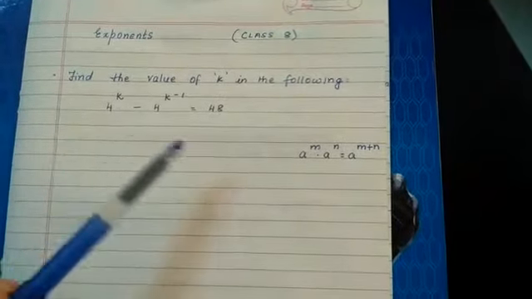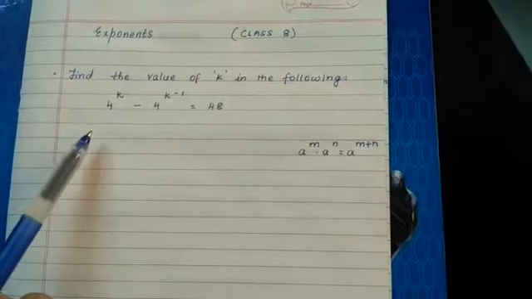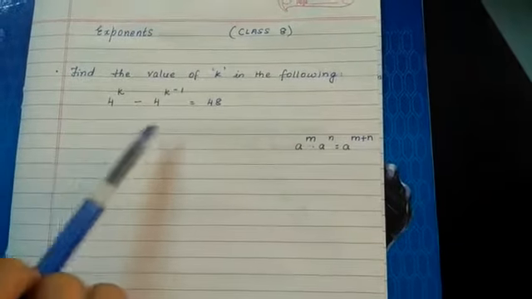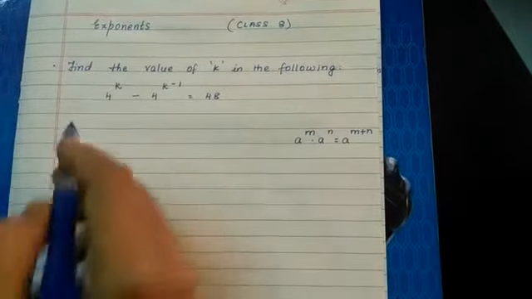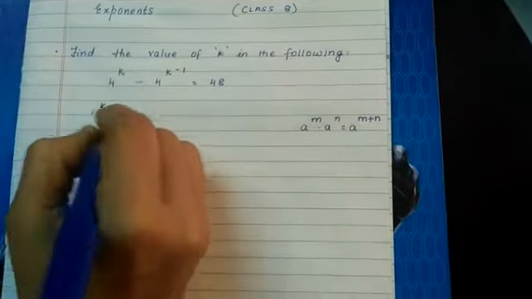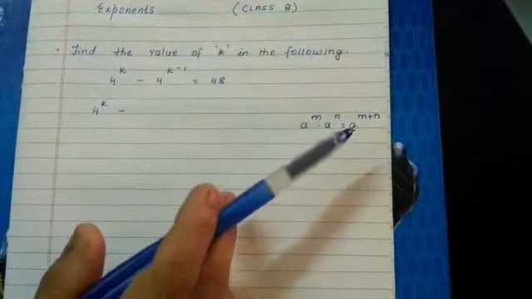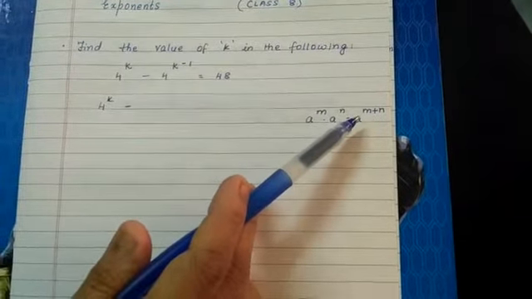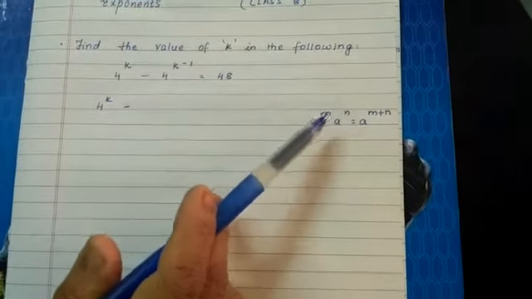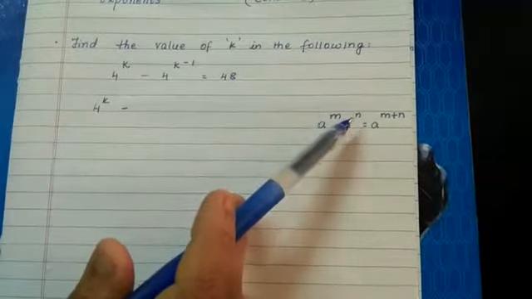So let us find the value of k in the following. 4 raised to k minus 4 raised to k minus 1 is equal to 48. So we will write 4 raised to k as it is. Now 4 raised to k minus 1 is in the form of a raised to m plus n. So we will now split 4 raised to k minus 1 into a raised to m, a raised to n.